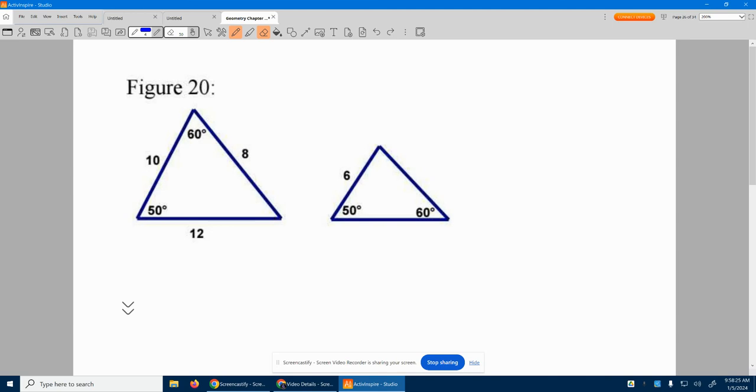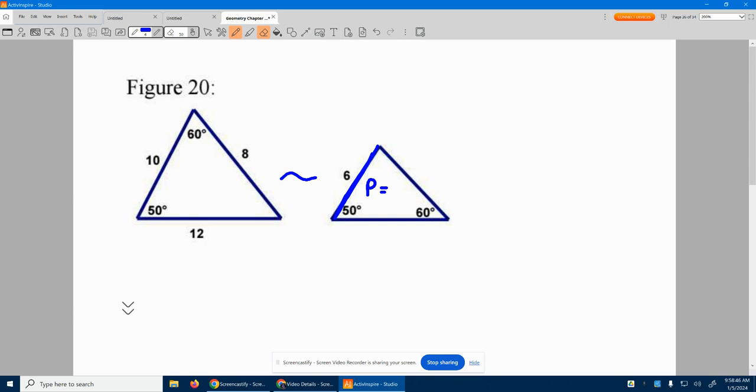Number 20. Okay. It wants to know the perimeter of this guy here. We want to know his perimeter, the distance around him. The only thing we have on the smaller guy is he's 6. Now, it does tell us that they're similar. And if two triangles are similar, all their sides grow at the same rate, their altitudes grow at the same rate, everybody's going at the same rate.